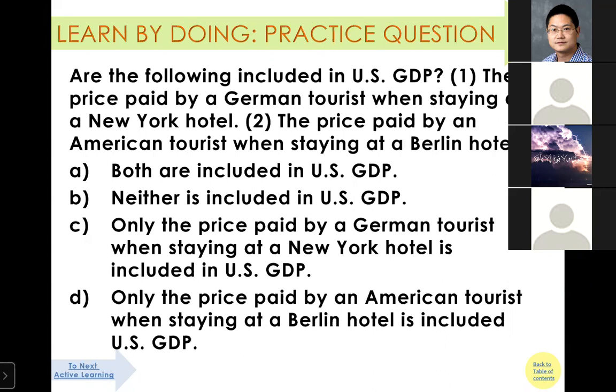Now, in the second case, because the economic activity happens in Berlin, outside of the United States, hence it will not be included in the US GDP, right? So the answer is C.